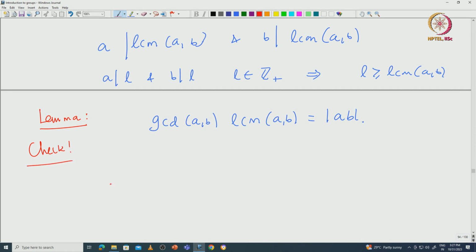And here is another important property. If you take the LCM of a multiple of A and a multiple of B, that is, LCM of MA and MB, then you get exactly the modulus of M times the LCM of A, B. Because LCM is a non-negative integer, you get this. This is true for all M in the integers. These are all elementary properties that come up very often.